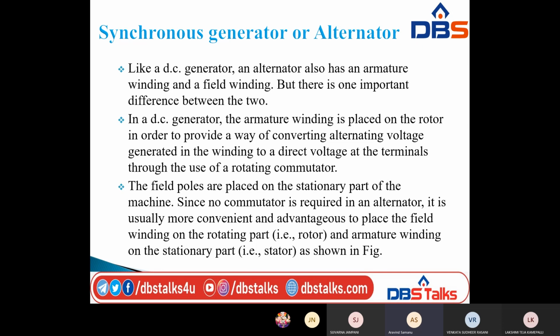But in the alternator, no commutator is required. That's why it is usually more convenient and advantageous to place the field winding on the rotating part and the armature winding on the stationary part. This is the main difference between the synchronous generator and the DC generator. In the DC generator, the armature winding is on the rotor and the field winding on the stationary stator. But in the alternator, no commutator is required to convert the AC into DC, so I place the field winding on the rotor and the armature winding on the stationary part. That is the main difference.